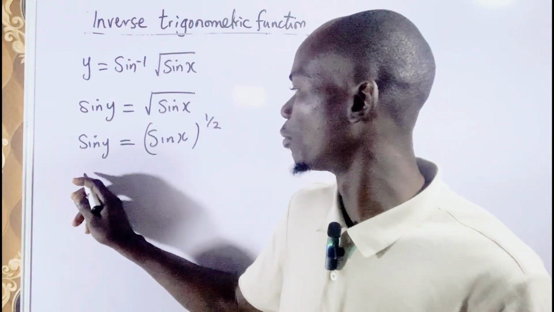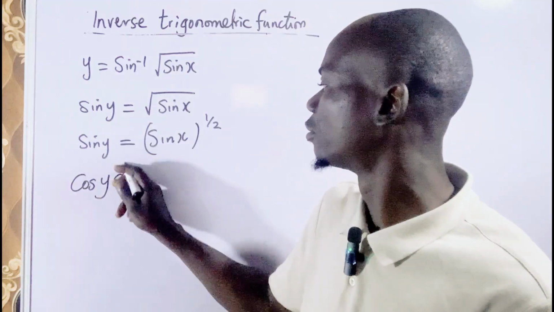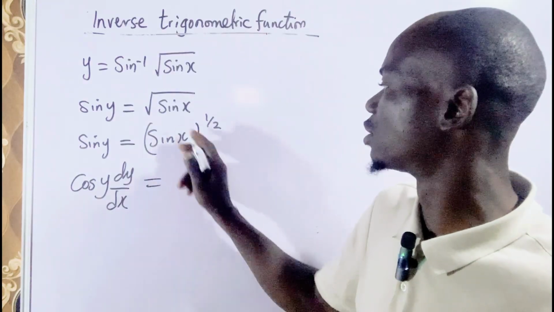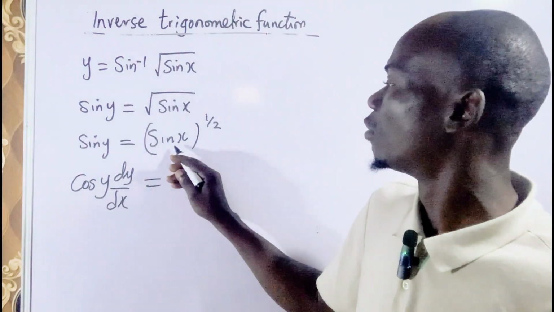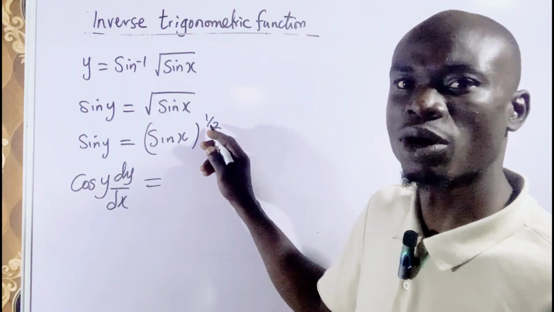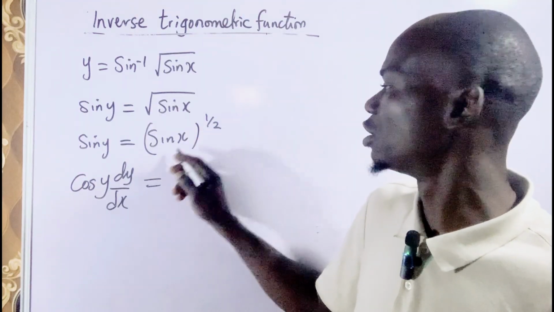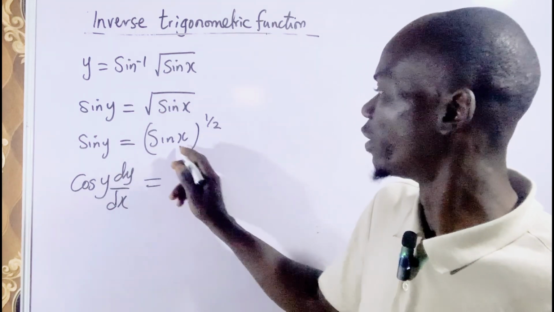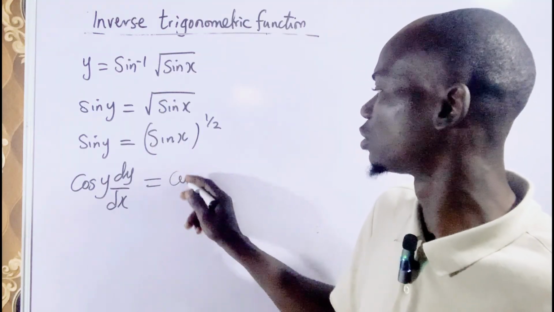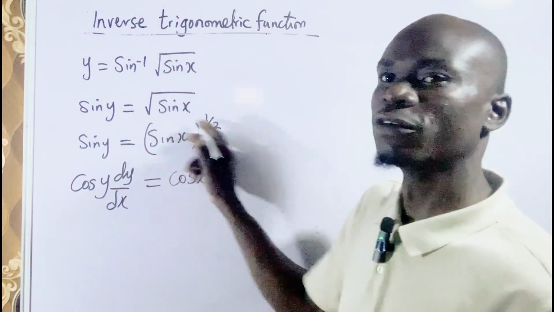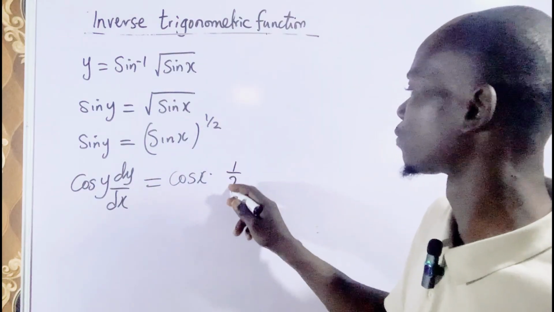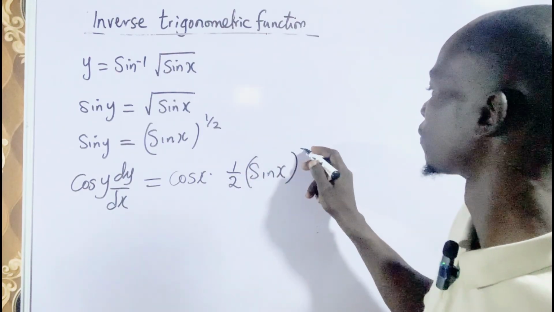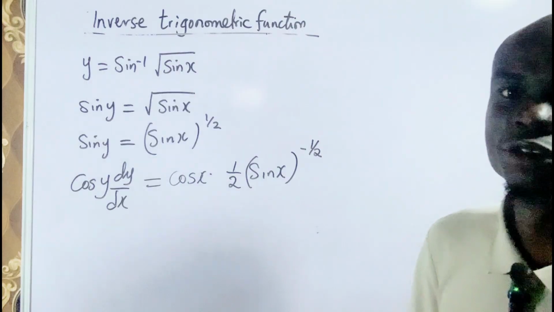If I differentiate sine y, I'm going to have cos y dy/dx. Then differentiating this, I'm going to apply the power rule because this is a complex function of x and a constant power. Remember the power rule? What it simply means is differentiate the base, which is du/dx, times differentiate the whole, which is dy/du. So if I differentiate the base, which is sine x, I'm going to get cos x, times differentiating the whole means drop the power and subtract 1 from the original power. Half minus 1 will give us minus half.